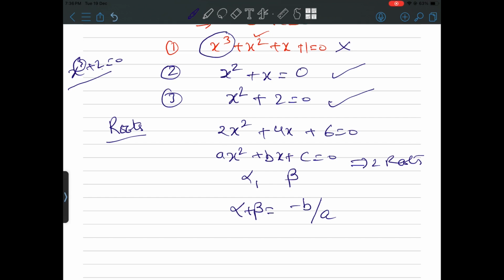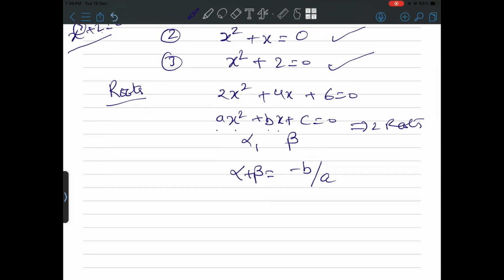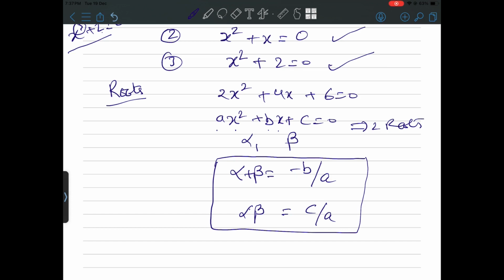So we see the coefficient of x is b, and the coefficient of x square is a, then find the value of alpha plus beta, right? Similarly, if you want to find the product of two roots, then what will you say? Alpha into beta is equal to c upon a, right? So these are two very important concepts. Always remember, because there will be so many questions coming in your exam based on this, right?